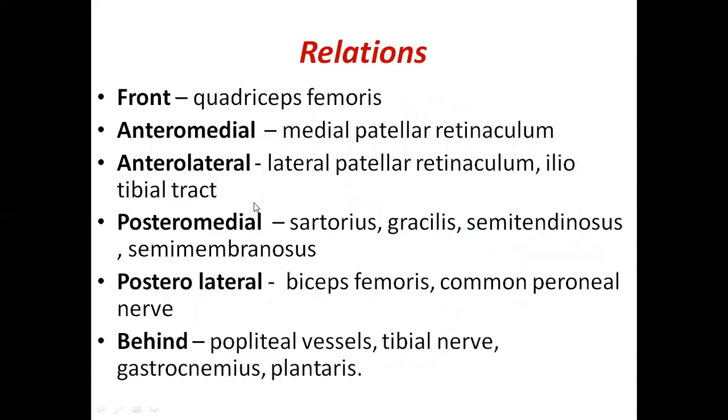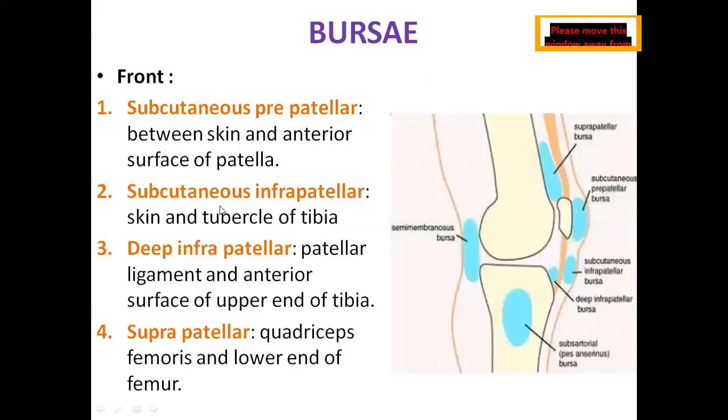So like this you have the relations. Relations are very important. It is a part of the essay. Anteriorly, the knee joint is related to quadriceps femoris, those four muscles. What are those? Vastus medialis, vastus intermedius, vastus lateralis, and rectus femoris. Anteromedially, medial patellar retinaculum; anterolaterally, lateral patellar retinaculum and iliotibial tract. Posteromedially, sartorius, gracilis, semitendinosus, semimembranosus. Posterolaterally, biceps femoris and common peroneal nerve. Behind, popliteal vessels, tibial nerve, gastrocnemius and plantaris.